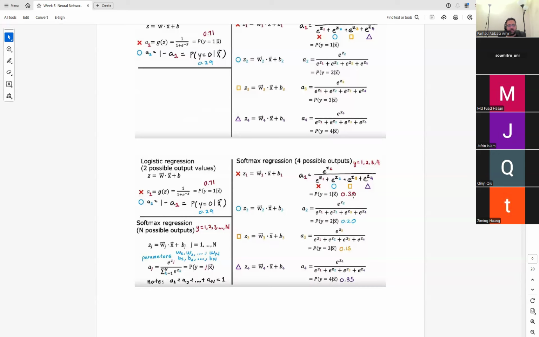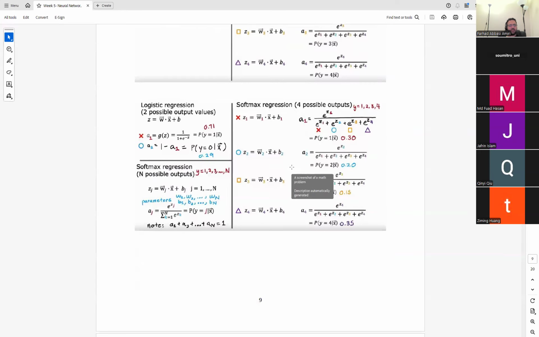Like here, the summation of all these probabilities for y being 1, 2, 3, 4, if you add up together, you get 1. So these are the equations for softmax regression as an activation function if you're working on multi-class classification.